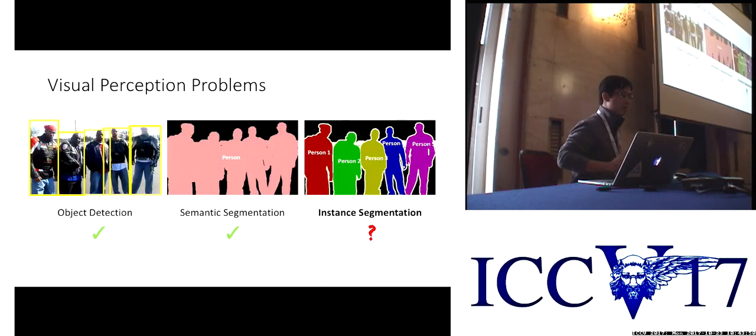So a little bit of background. There are many visual perception problems being solved nowadays, but in my opinion, these are the 3 most important problems. One is object detection, and another is semantic segmentation. Both of these problems have been improved a lot in the past few years. On the other hand, instance segmentation, which requires both detecting the objects and then segmenting them, has not been improved so much in the past few years.